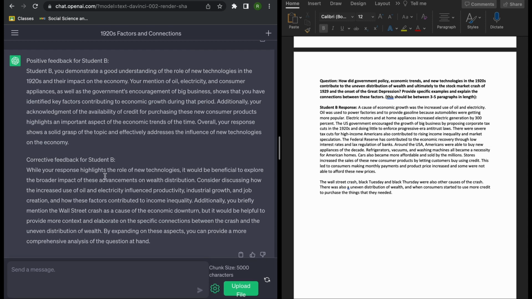Corrective feedback highlights the role of these technologies. It'd be beneficial to explore the broader impact of these advancements on wealth distribution. Consider discussing how the increased use of oil, electricity influence productivity, industrial growth, job creation. Absolutely. You briefly mentioned Wall Street crash as a cause of the economic downturn, but it would be helpful to provide more context and elaborate on the specific connections. Absolutely. This is something that I would definitely give this.